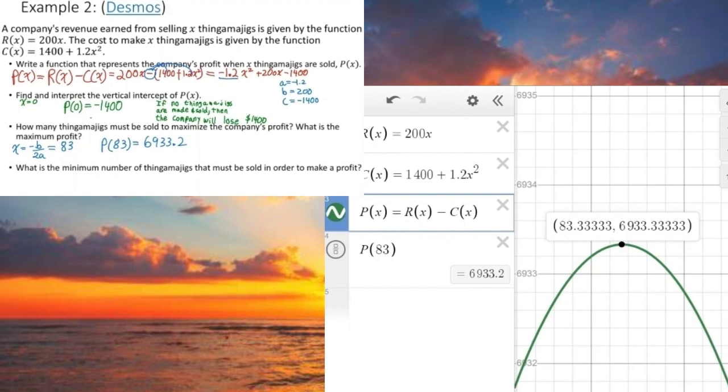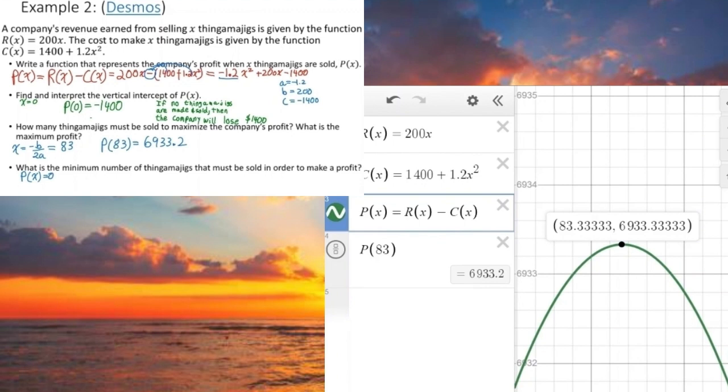Next, we're going to find what is the minimum number of thingamajigs that must be sold in order to make a profit. So we're trying to figure out the first instance of when our profit will be positive. We're going to start by finding the break-even point, which is when P of x equals 0. The break-even point recalls where we don't make any money, but we didn't lose any money. So this would help us get started to figure out when we first start making a profit.